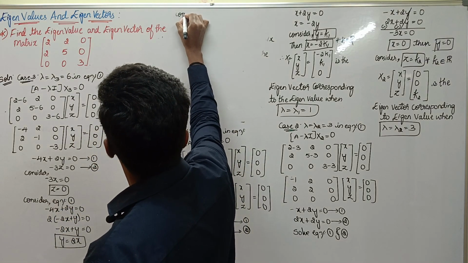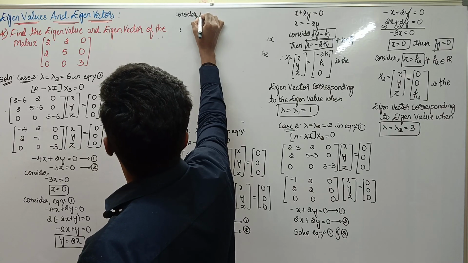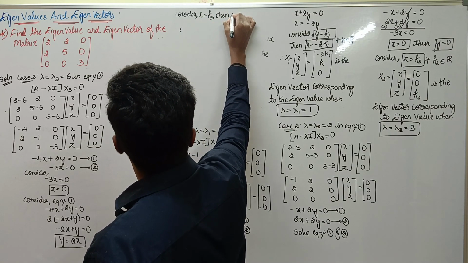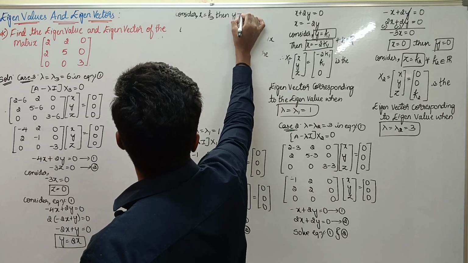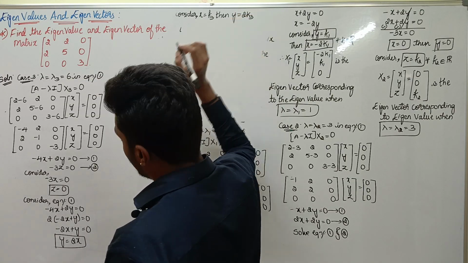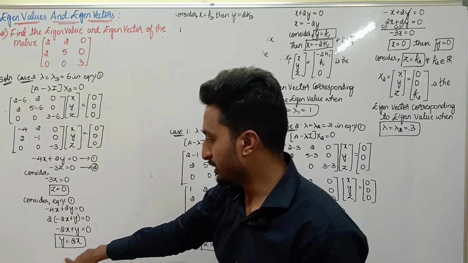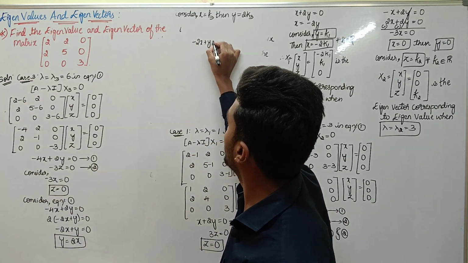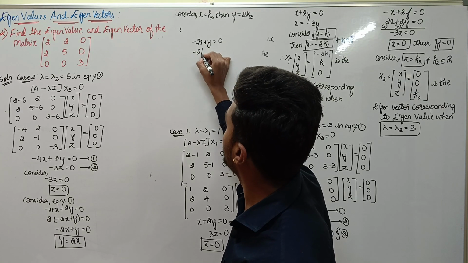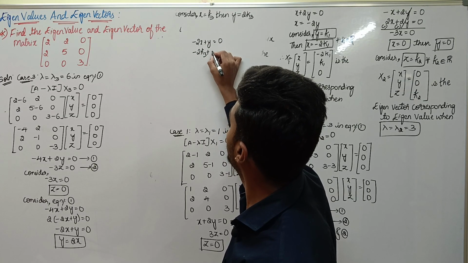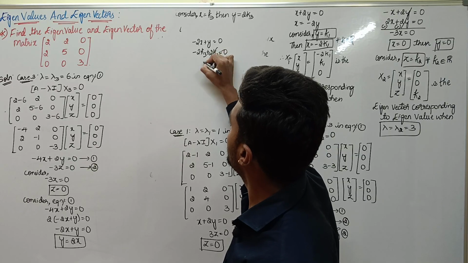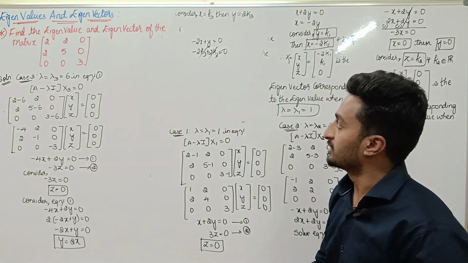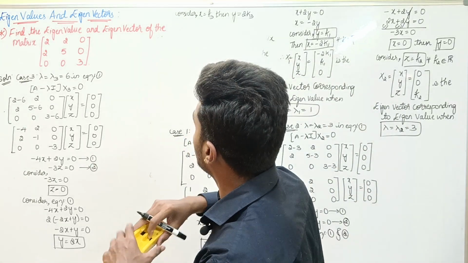To get y, what are we going to consider? Consider x equal to k3, then y equal to 2k3. See, if you want, you can check it. Minus 2x plus y equal to 0. Minus 2, what is the value of x? k3, plus what is the value of y? 2k3, which is equal to 0. Minus 2k3 plus 2k3 get cancelled. LHS equal to RHS. Condition satisfies? Yes.